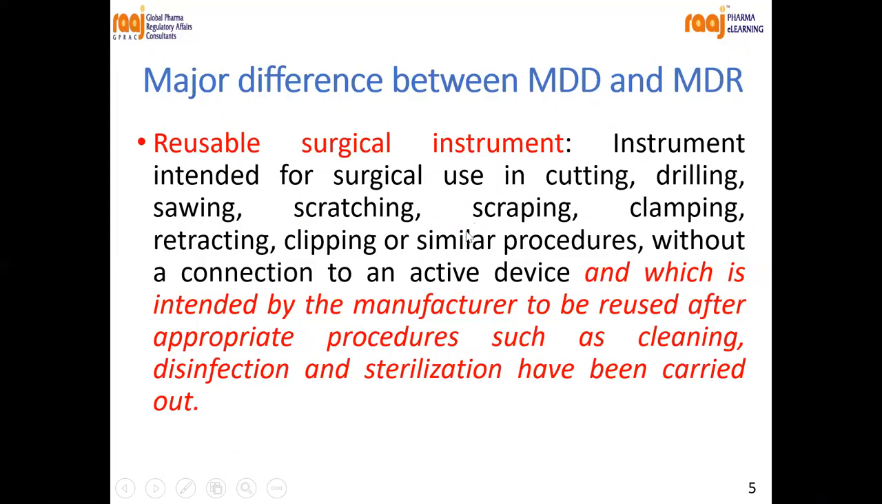instruments. Even in major surgery, bypass surgery, or kidney operations, there are so many devices we use for cutting, drilling, sewing, scratching, clamping, and everything. All those surgical devices have to be cleaned and sterilized with the appropriate procedure so that we can reuse them. In our pharmaceutical industry also, most of the equipment goes for autoclaving and sterilization, so that the same equipment can be used for manufacturing the next batches. So this comes under reusable instruments.